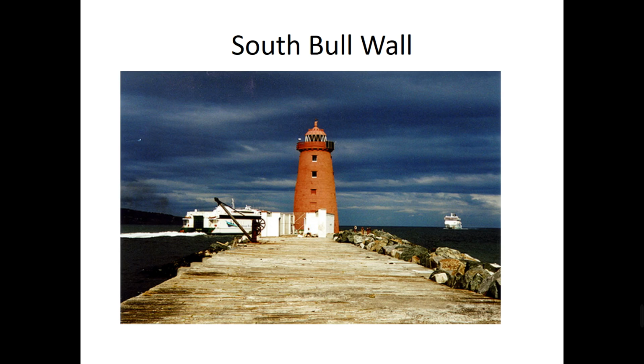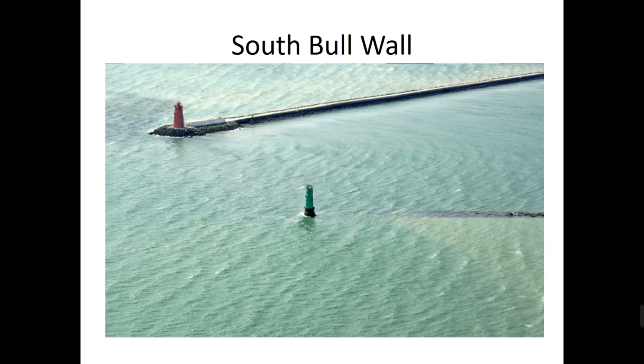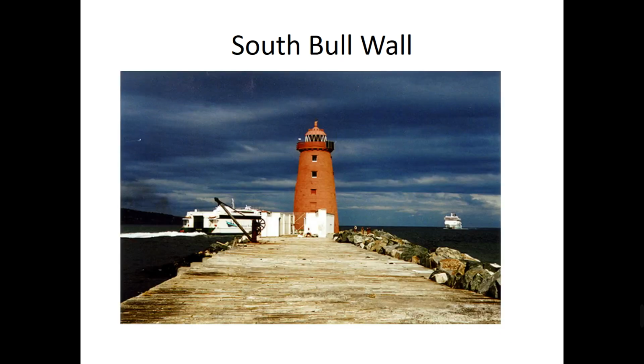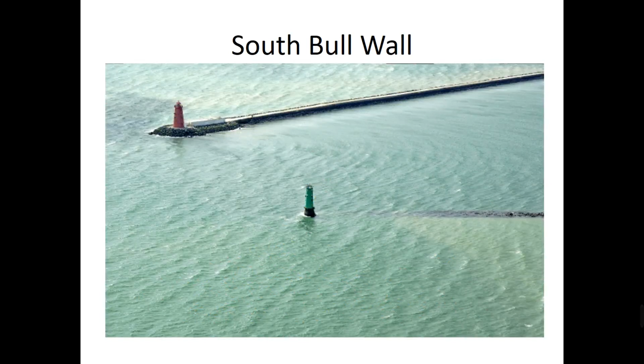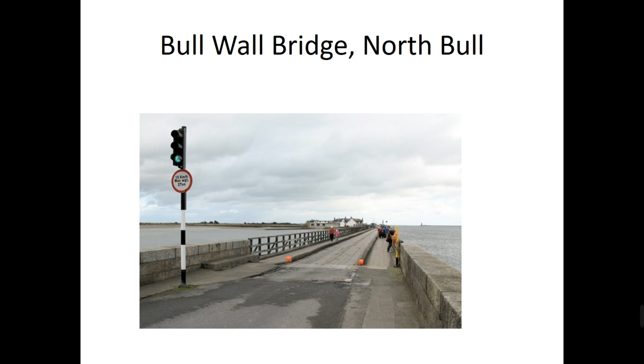So, after they built the South Bull Wall and it had no impact, they went and built the North Bull Wall, okay, and they thought that this was going to do the job. So this ran parallel, and if you're familiar with this wooden bridge, this is essentially the start of the North Bull Wall. The wall itself was built by about 1824, so early in the 19th century.